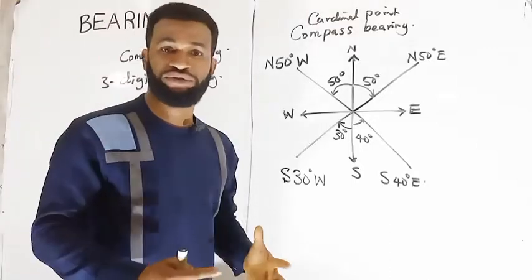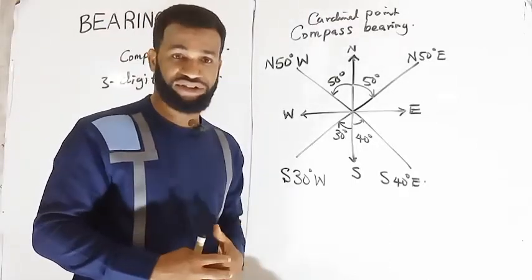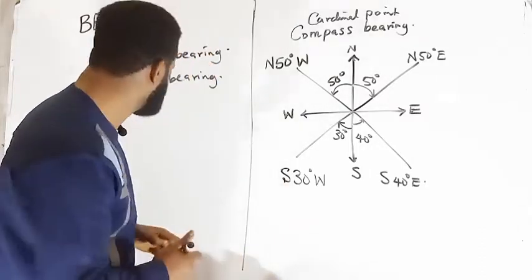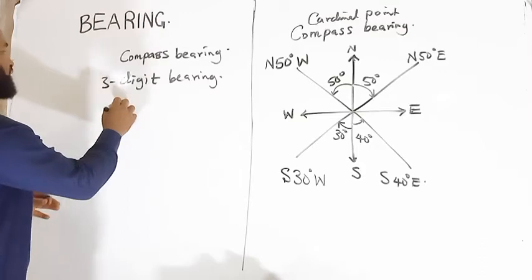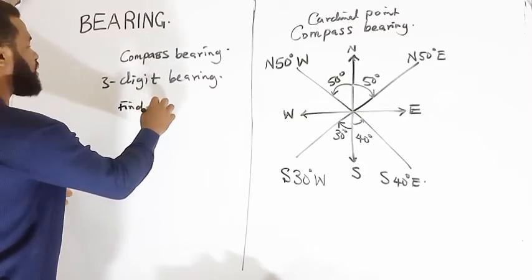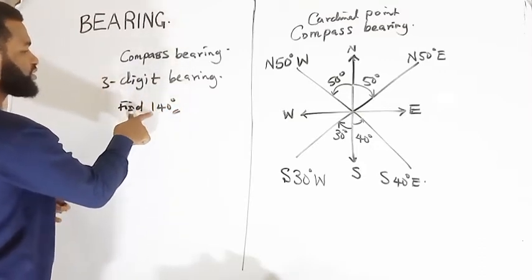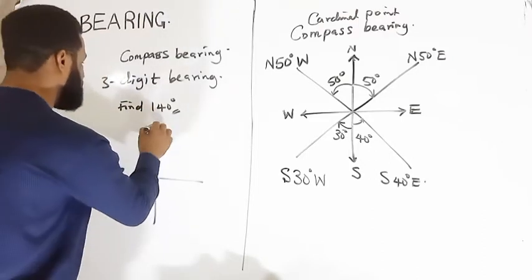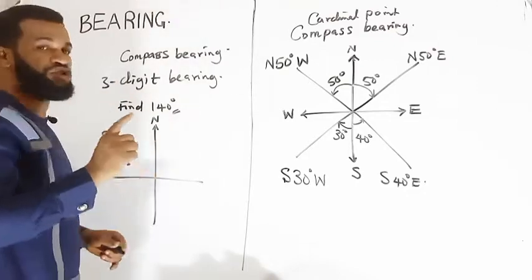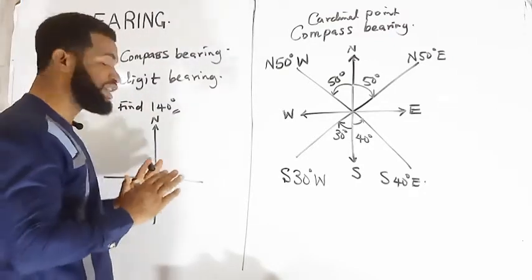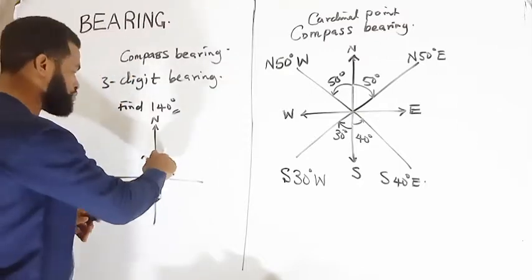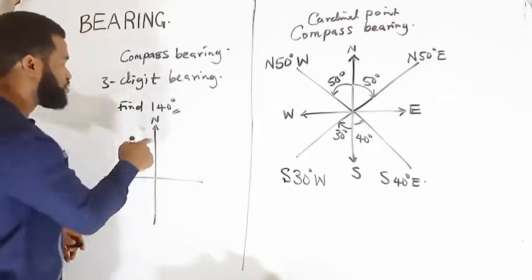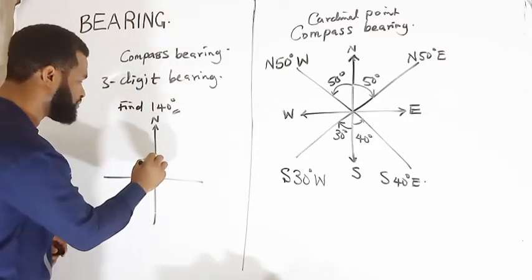Now, how then do we use the 3-digit bearing? I'm going to show you how we use the 3-digit bearing, then we do the comparison. Now, let's assume 140 degrees. This is 3 digits. Look at how you do that. In a 3-digit bearing, you only start from one direction, and that is only the north. The north, and you must move in a clockwise direction. So 140 is going to be from the north.